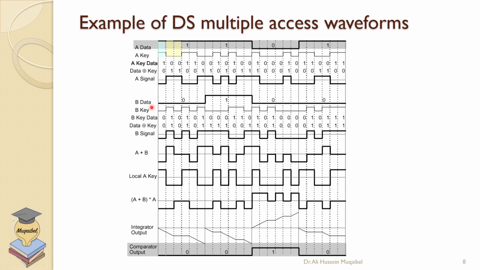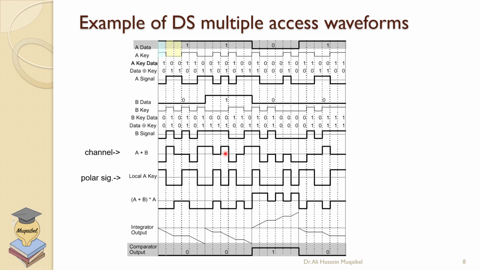The second user is user B with 4 bits, and he has a different key. That's the key, and the data XORed with the key gives us signal B. Now if you add the two, A and B, together, you get the following waveform. If you add the two signals together, you get 0, 1, or minus 1. That's in the channel.